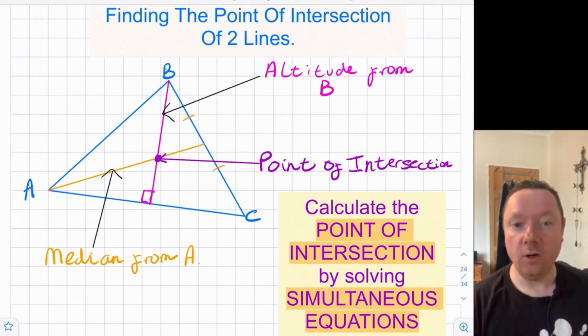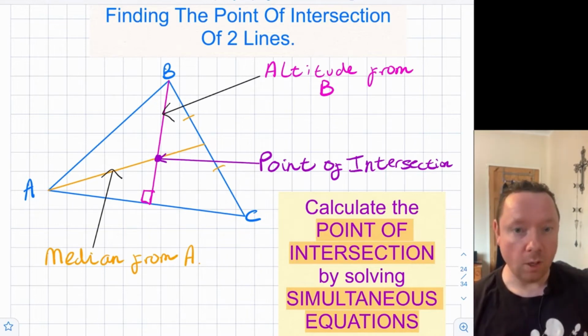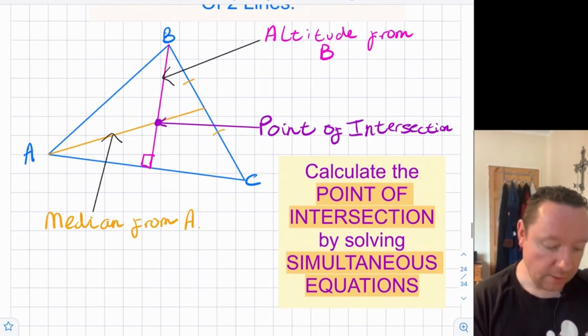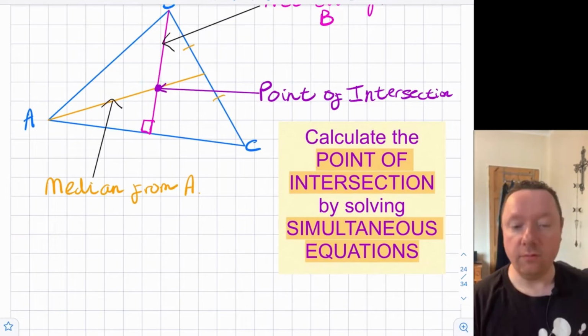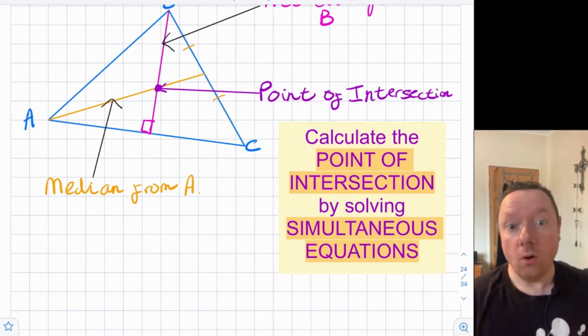If you want to find the point of intersection between two lines, you've got two equations. If you solve them simultaneously, you will find the point of intersection because the point will work for both lines. So that's exactly what we're going to do. To calculate the point of intersection, we're going to solve simultaneous equations. Now that could be by substitution, it could be by elimination. It could even be graphical, but not usually at Higher. So we'll usually look at substitution or elimination.